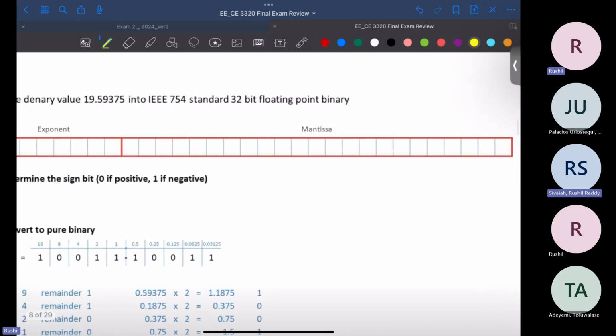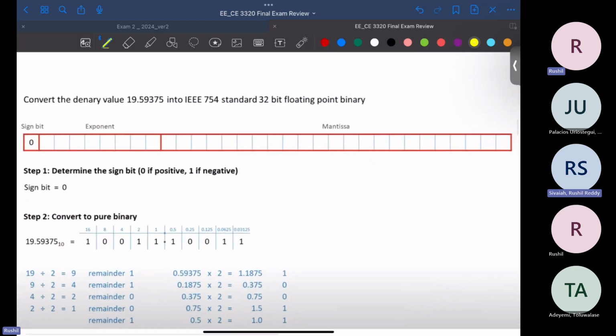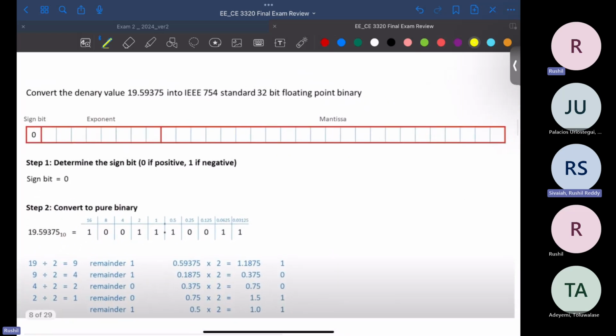So we'll start with this one. I'll have everybody try it on their own, and the steps are kind of right there. Okay, so your number is 19.59375, and try to convert that to IEEE standard 32-bit format.